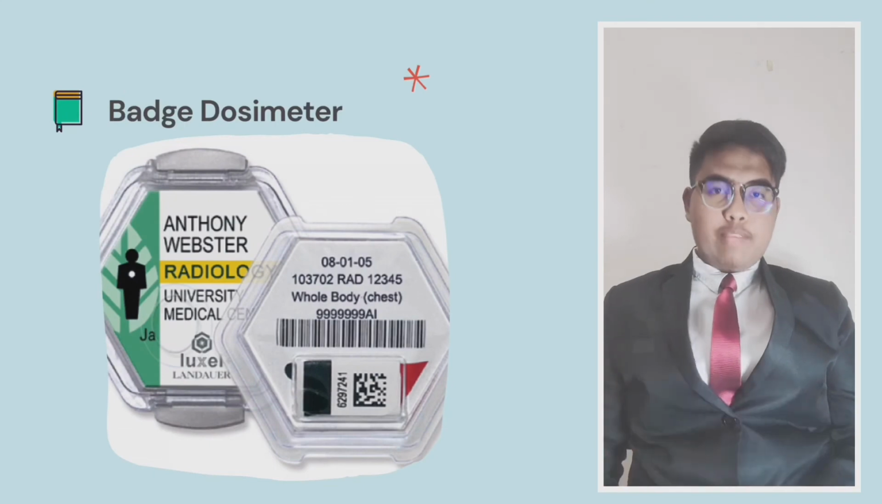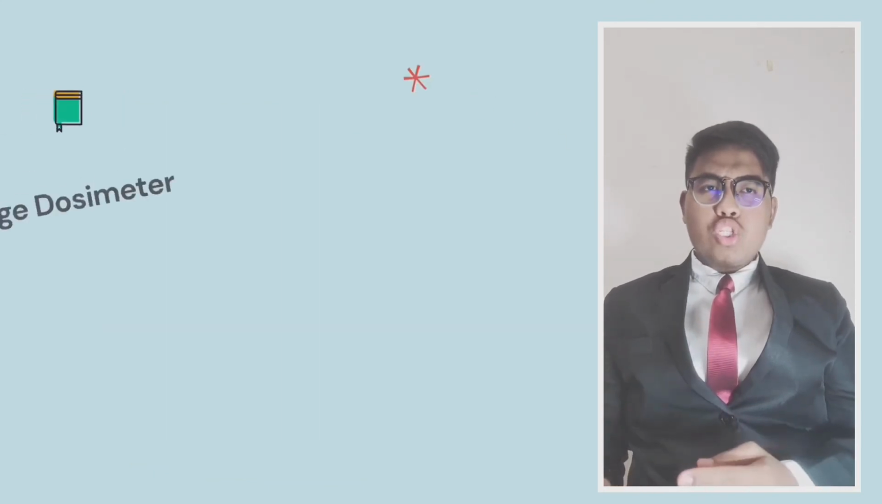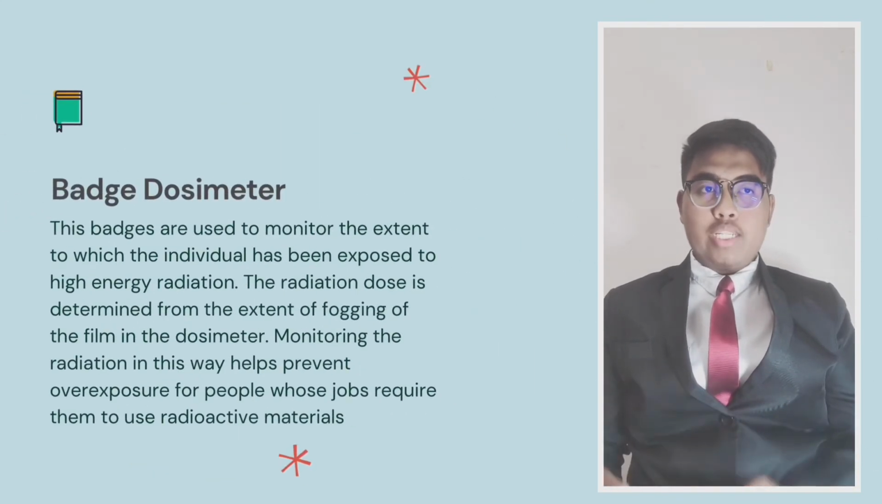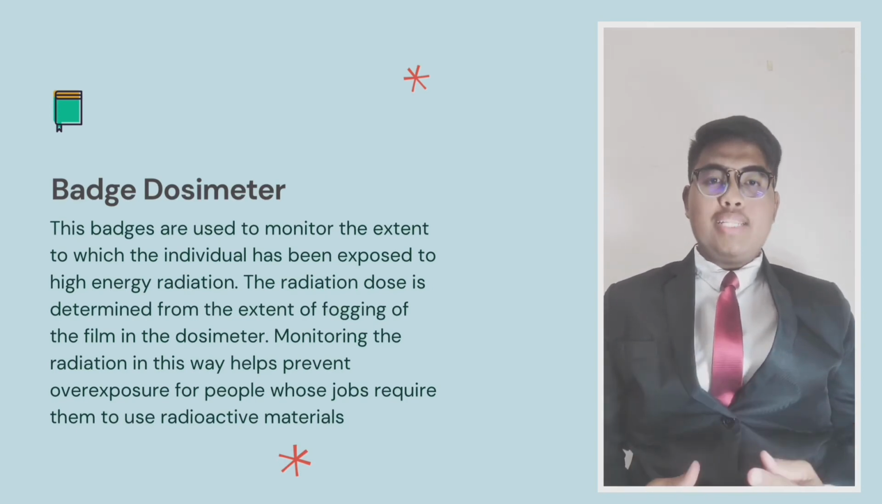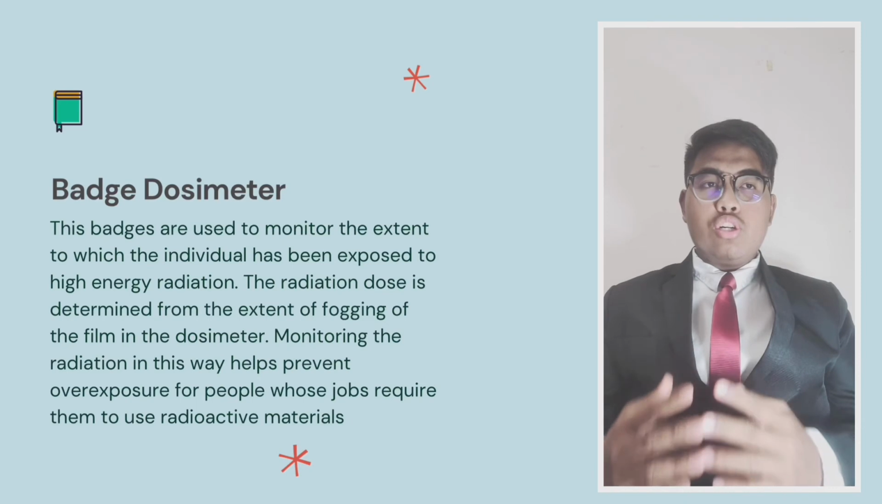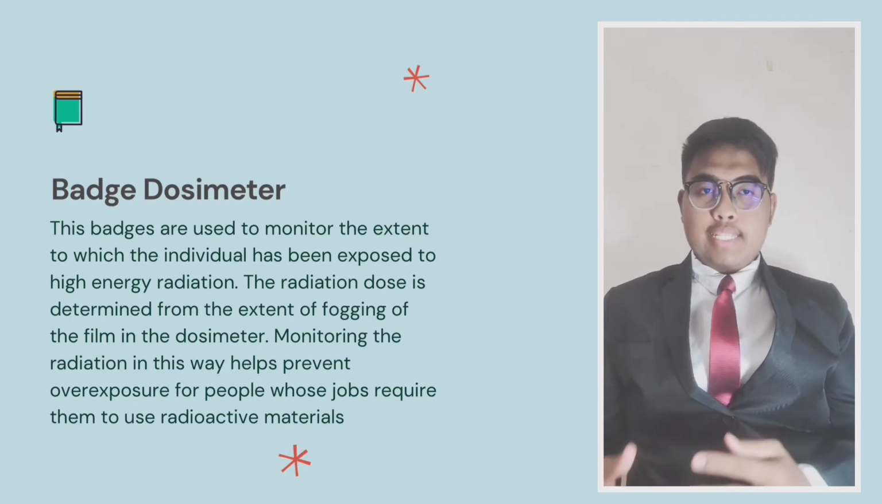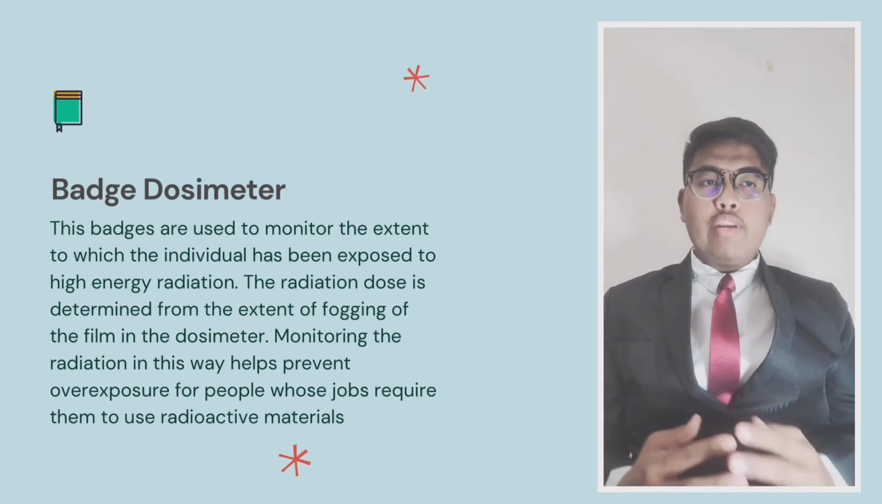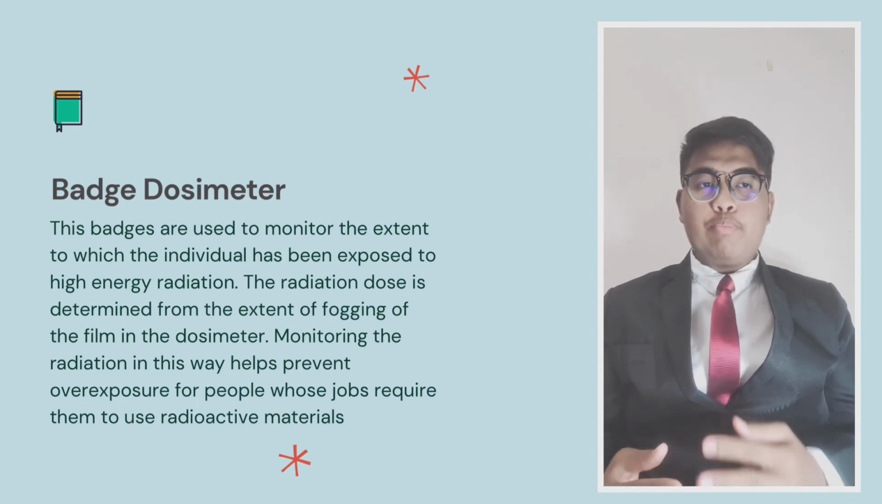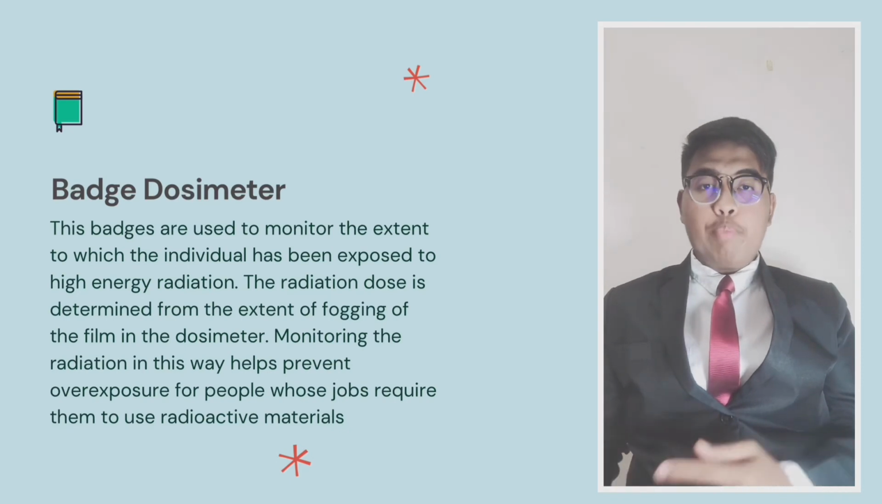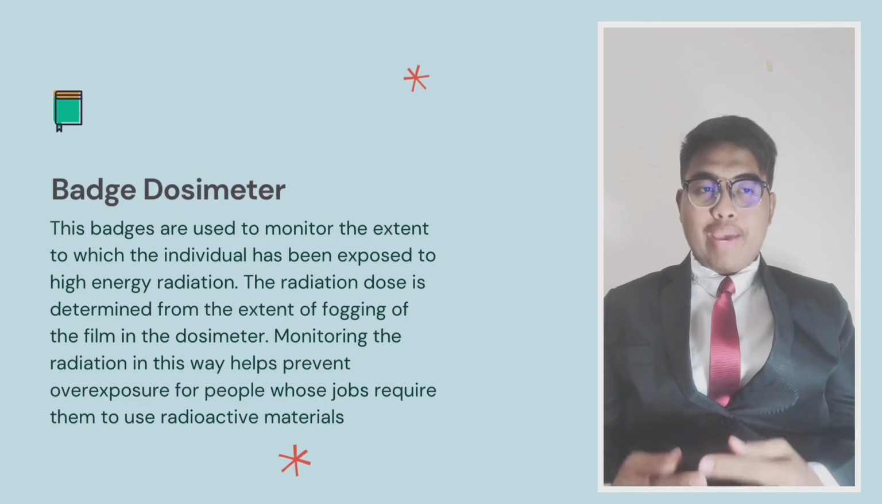Batch dosimeter. These badges are used to monitor the extent to which an individual has been exposed to high energy radiation. The radiation dose is determined from the extent of fogging of the film in the dosimeter. Monitoring the radiation in this way helps prevent overexposure for people whose job requires them to use radioactive material.